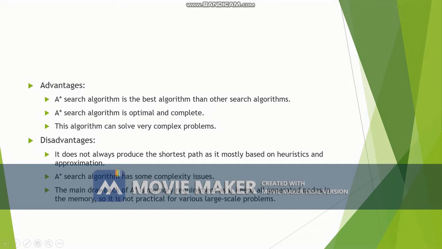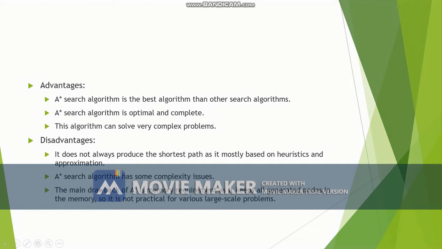Then the disadvantage: it does not always produce the shortest path, as it is mostly based on heuristics and approximation. Since this A* algorithm depends on the heuristic function, if there is some mistake in the heuristic function itself, then it may not produce the shortest path. So it will definitely give the shortest path if the heuristic function is correct.